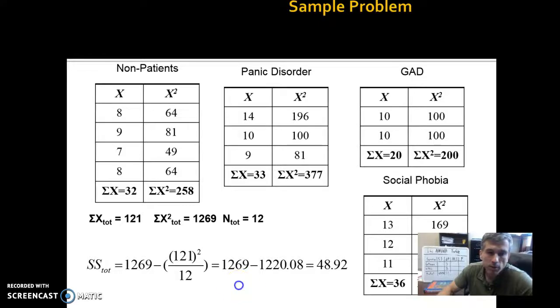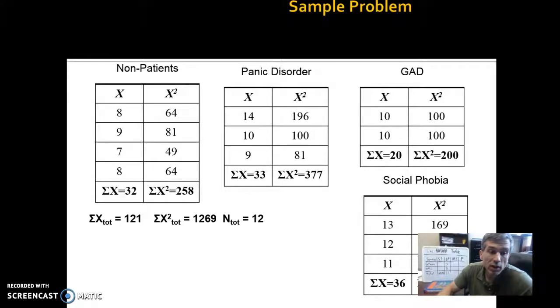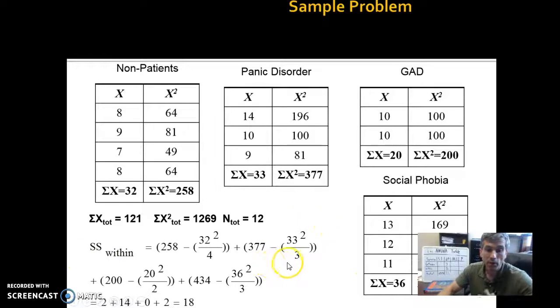Hopefully my penmanship is sufficient. Then we have to calculate sum of squares within groups. The way that we do that again is we use that same sum of squares formula. We do it first just for our non-patients, then just for our panic disorder, just for GAD, just for social phobia, then we add them all up. So this looks a little intimidating, but just one piece at a time. This is that same formula done just for group 1. Notice the sigma x squared and the sigma x have migrated down there.